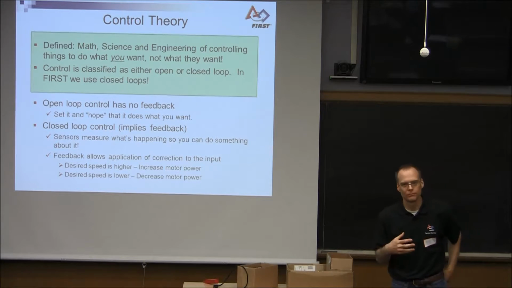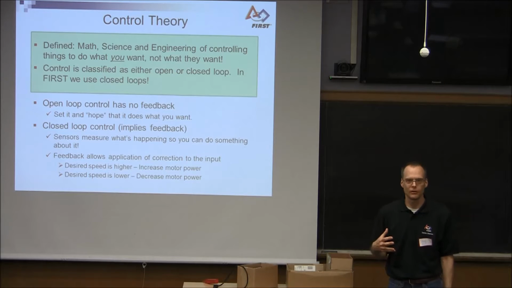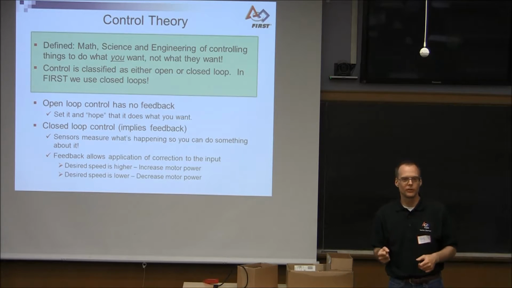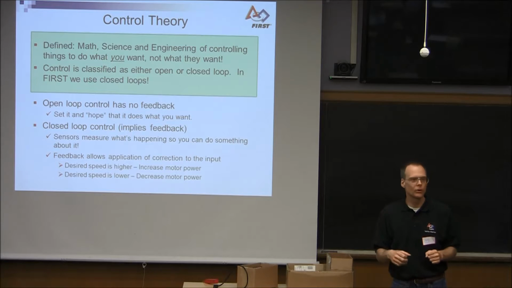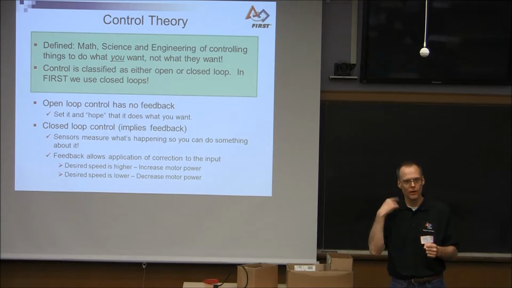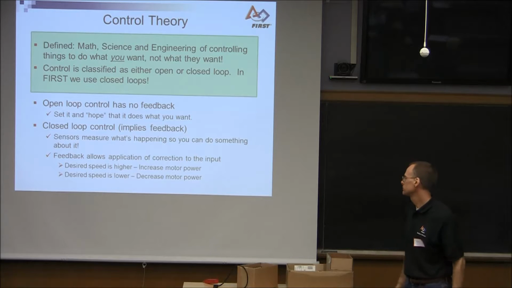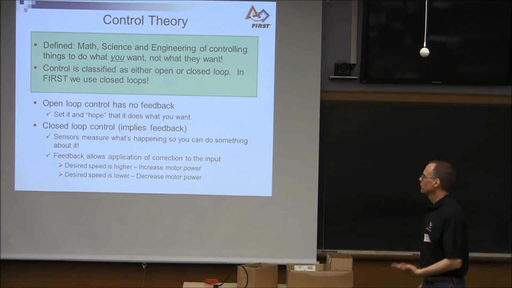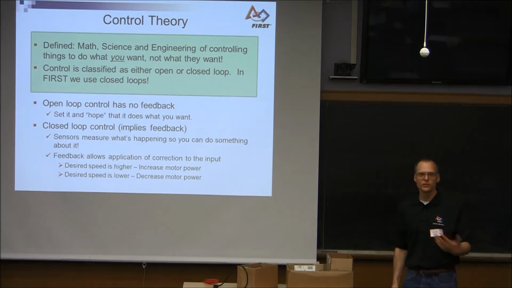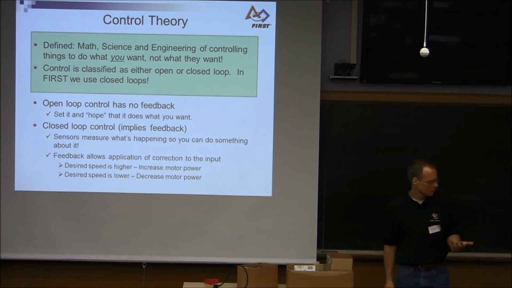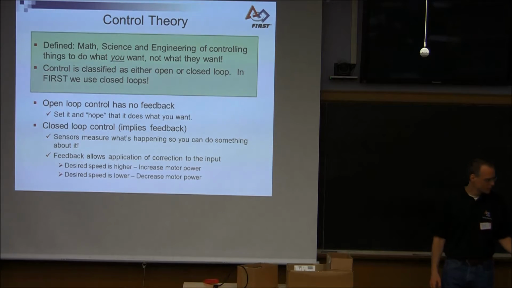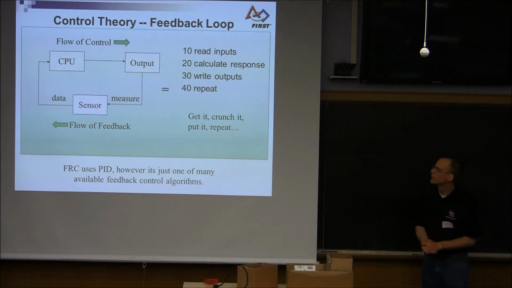Closed loop is what we're using in FRC. Closed loop is you have some kind of feedback, be it a sensor on a robot or the human person. You're actually part of, in teleoperated mode, you're part of that closed loop. You're providing the feedback to guide the robot. So we want to have the sensors give us some information so we can do something about it and make the robot do what we want it to do, not just kind of randomly wander all over the place.